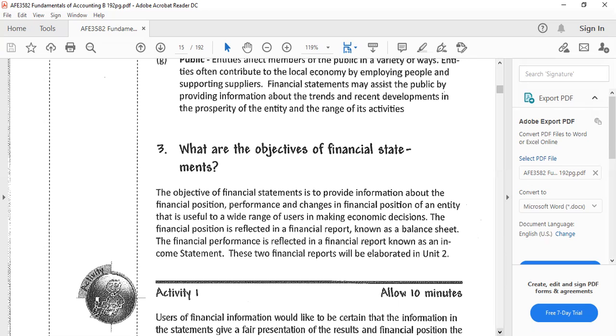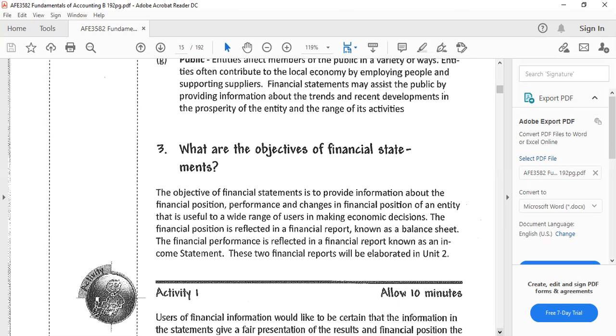And then the other one is the performance of the business. How is your business performing? The performance is calculated in your income statement, or statement of comprehensive income. So the objective of the income statement is to see whether your business is performing well. Is your business really making profits or just making losses?